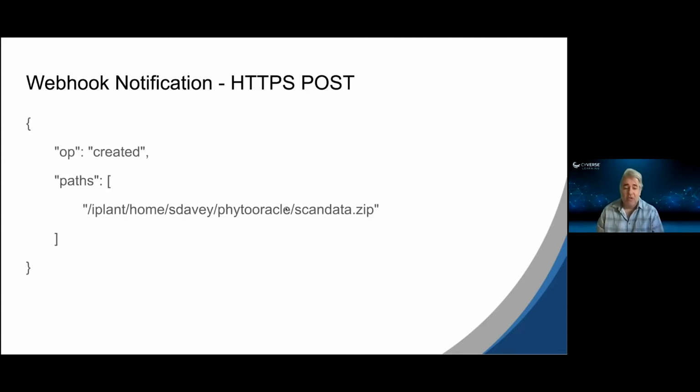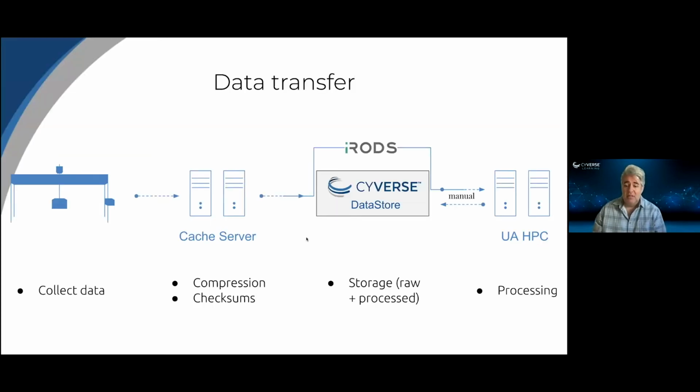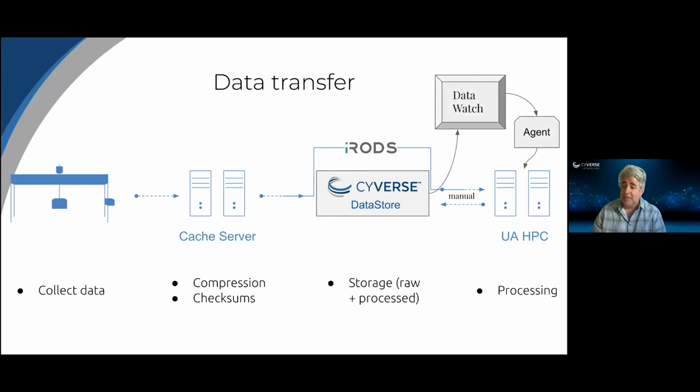As soon as that event happened, DataWatch would trigger the FIDO Oracle agent, and this is an example of what a notification might look like. It says, oh look, a file was created, and this was the file. So just to show this slide again, that demo represented these new steps: having DataWatch listen for the events, and then send a notification to the agent, which could then trigger the processing on the HPC.